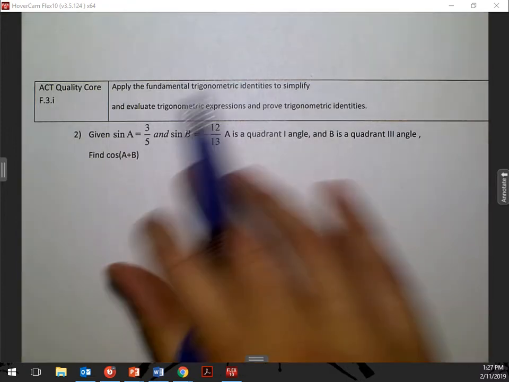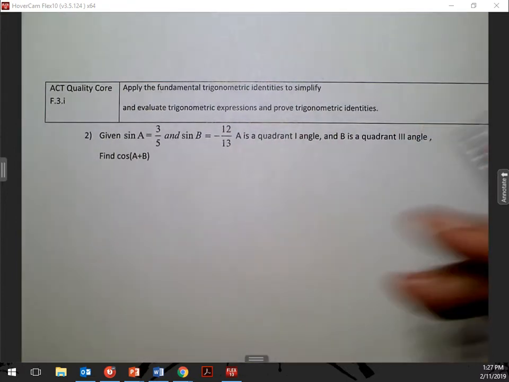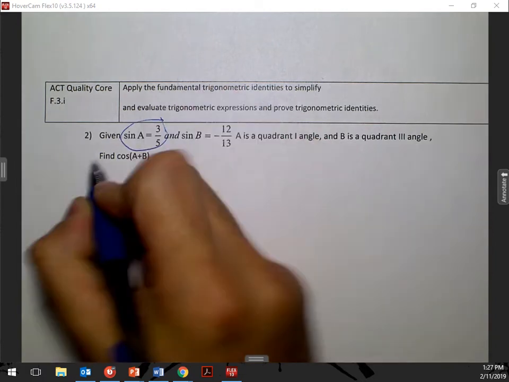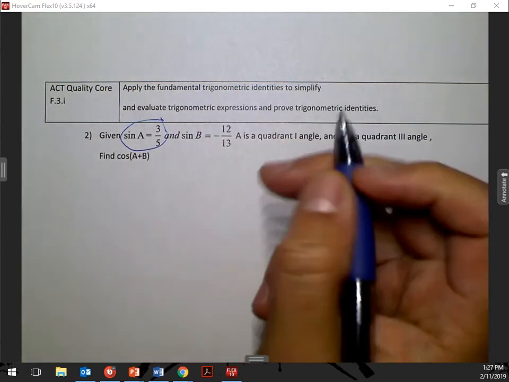Okay. Now, on this one right here, this is actually important that we identify our two different angles. So, sine. Sine is what over what? 5.